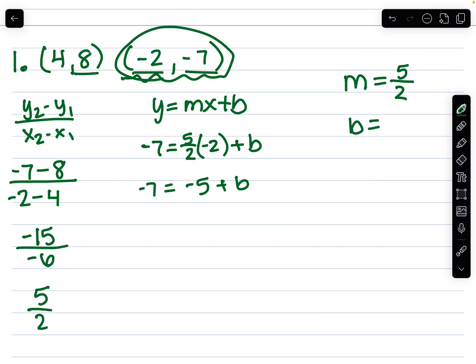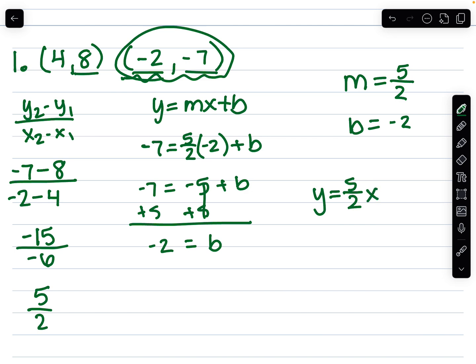Who remembers my last step to get b by itself? +5. So b here is equal to -2. So now that I have my slope and my y-intercept, Paisley, do you know what my equation would be in slope-intercept form? y equals 5/2 x minus 2.